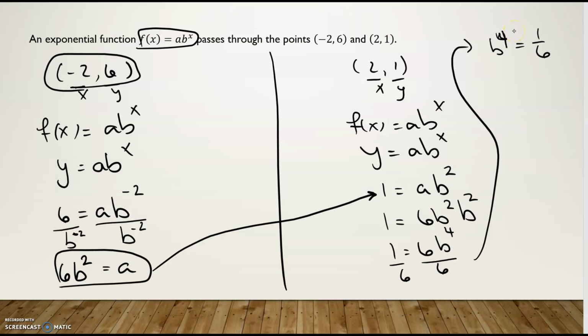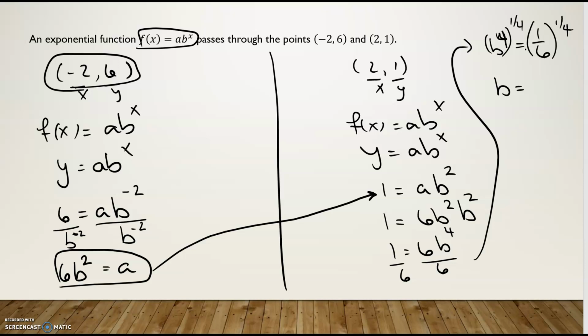Okay, so there's two ways I could do this. We could do this right here, take the 4th root of 1/6, or another way is to raise both sides to 1/4, and that might be easier on the calculator. Okay, so you would need to grab your calculator at this point and type in 1 over 6, get a number for that, and then raise that to 1 over 4.